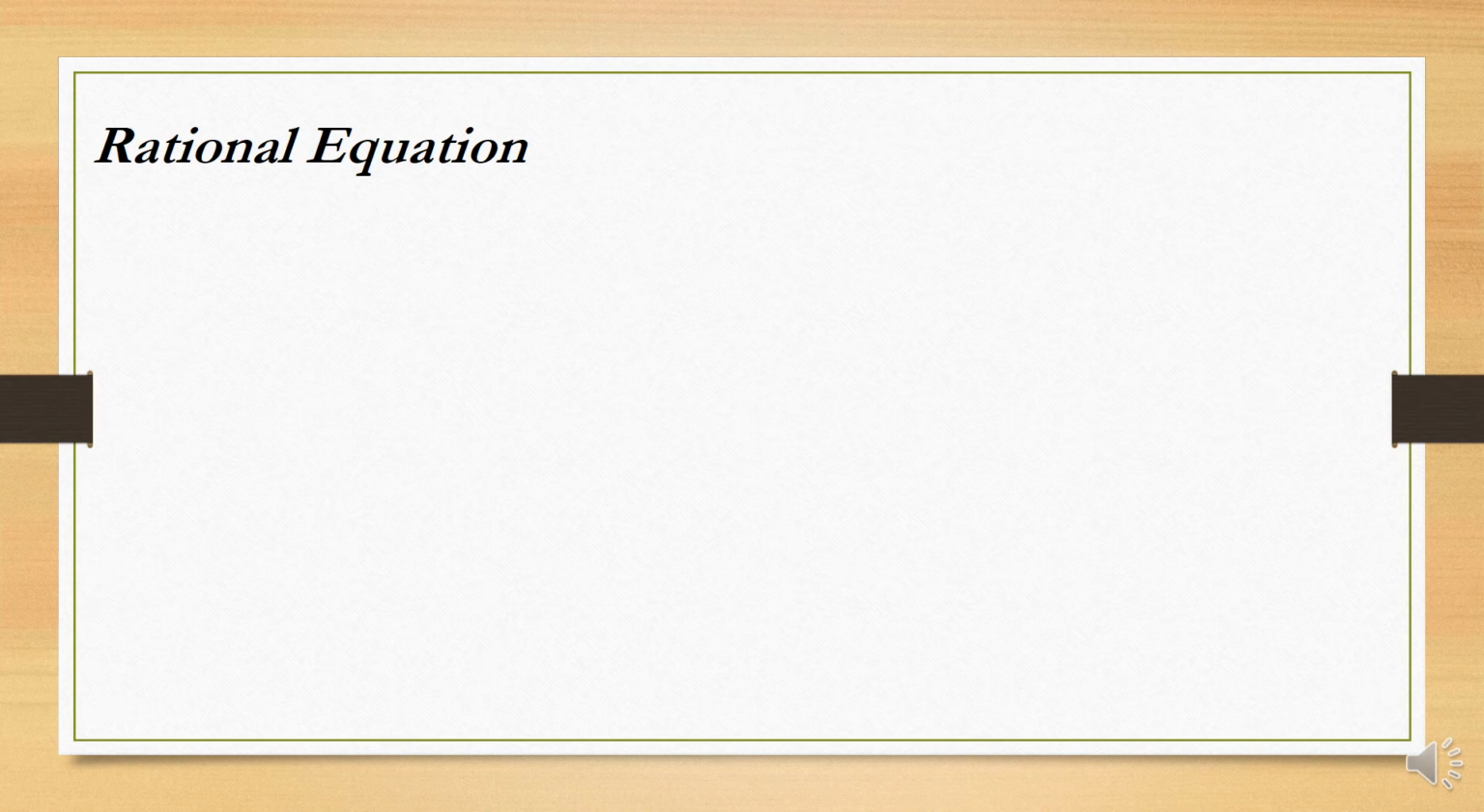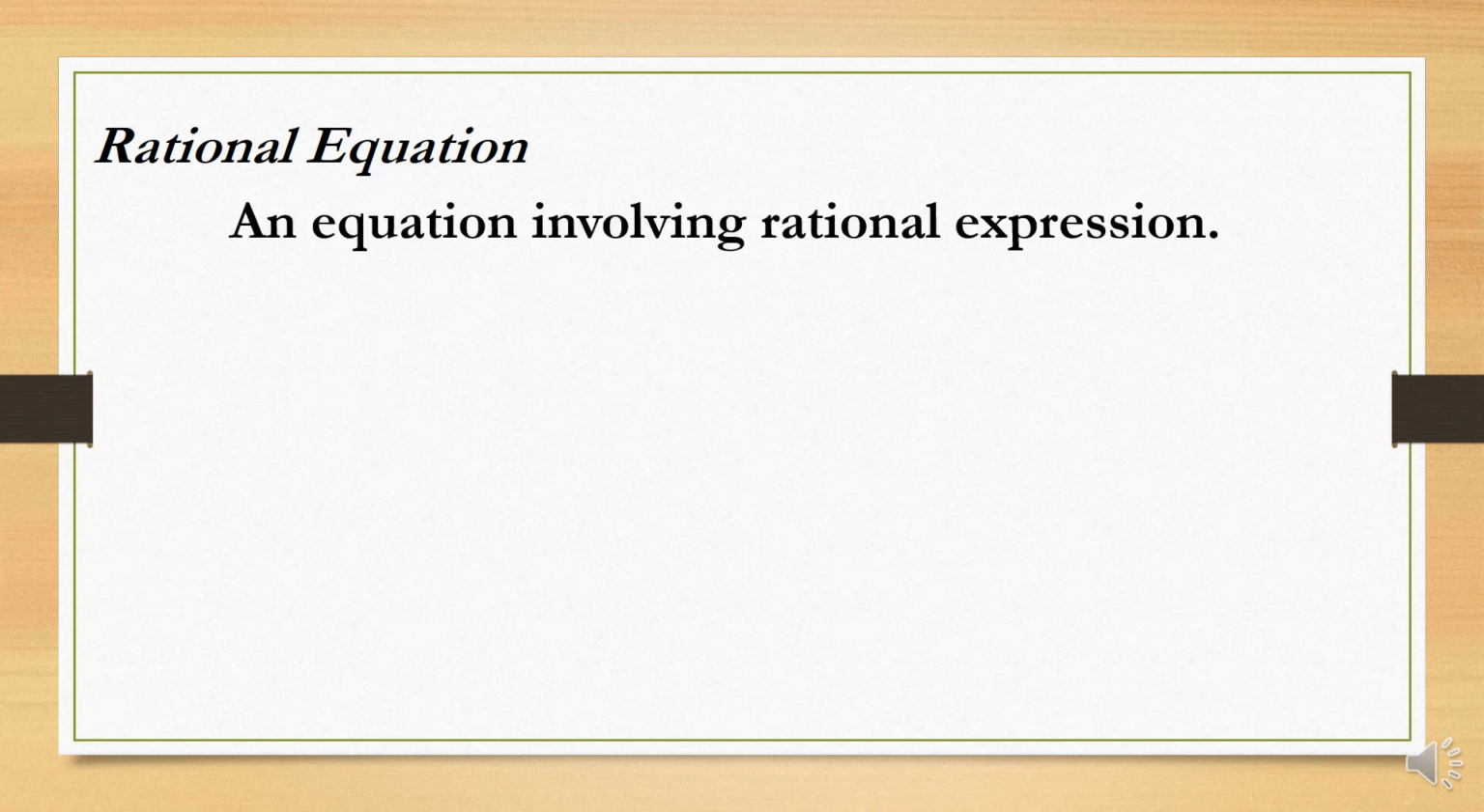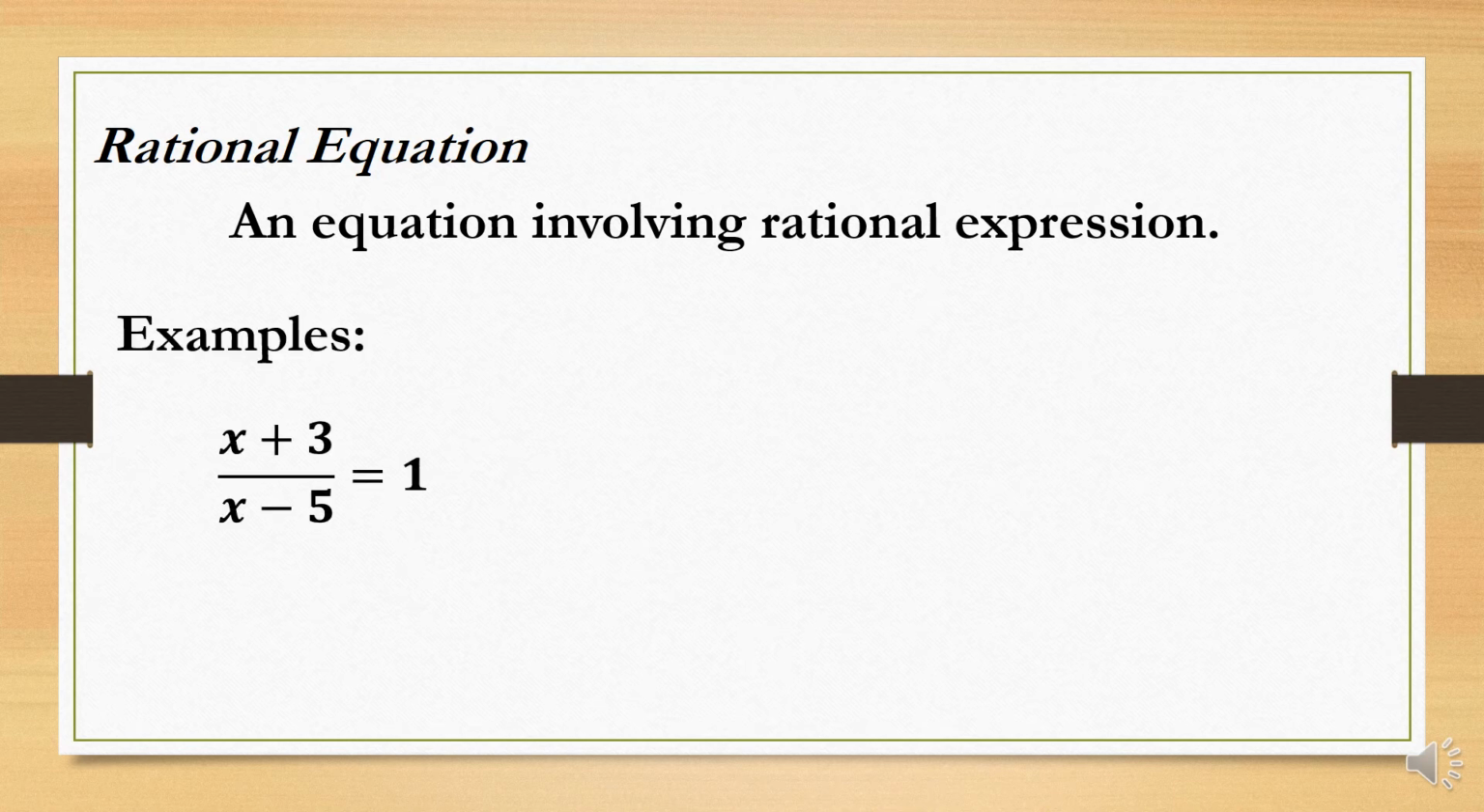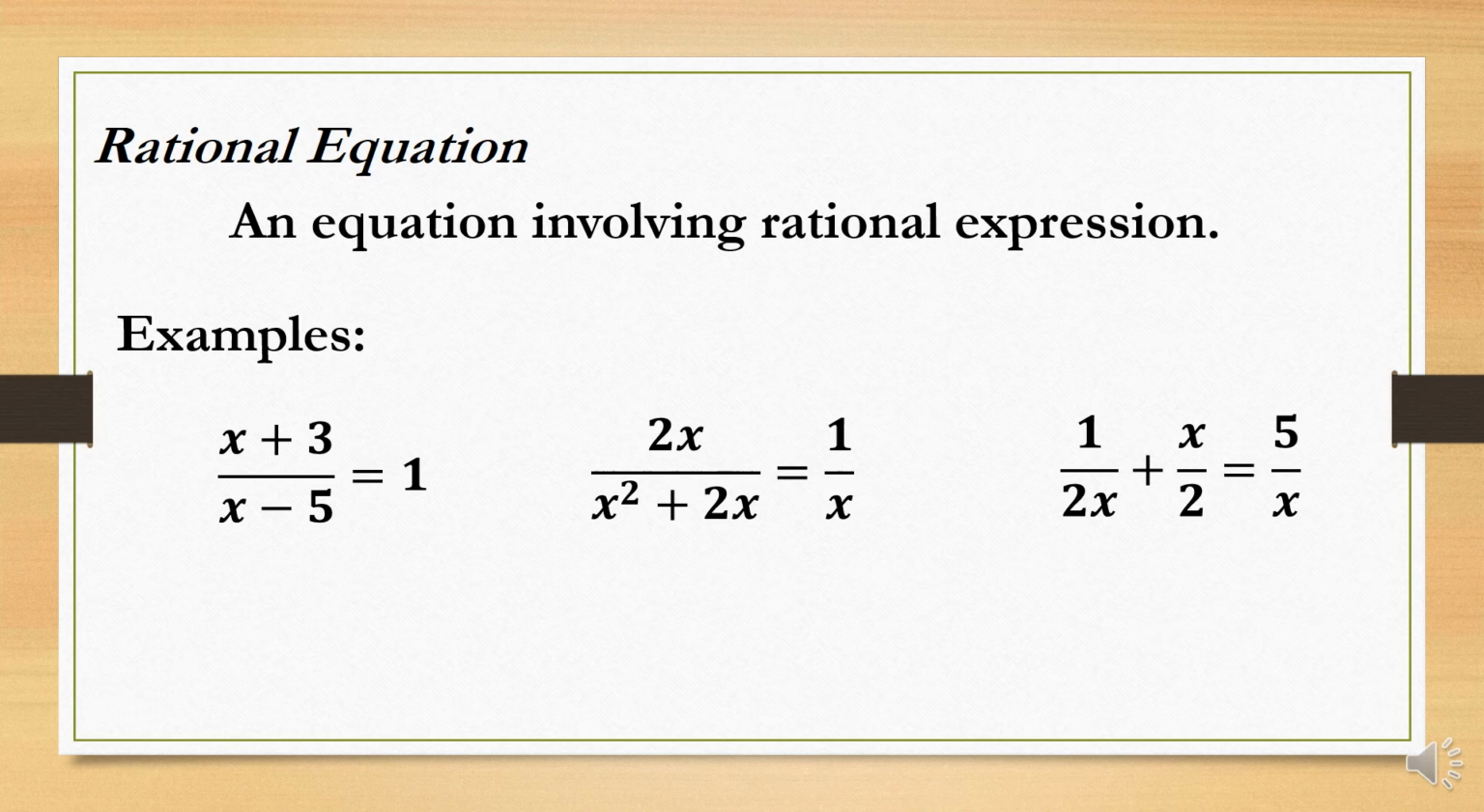How about rational equation? An equation involving rational expressions. Examples, x plus 3 all over x minus 5 is equal to 1. 2x over x squared plus 2x is equal to 1 over x. 1 over 2x plus x over 2 is equal to 5 over x. You have observed that it involves equality. So we use the equal sign to represent a rational equation.